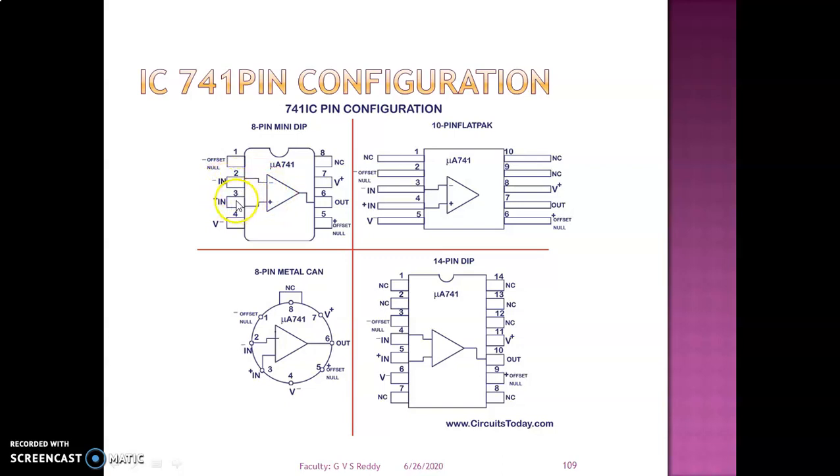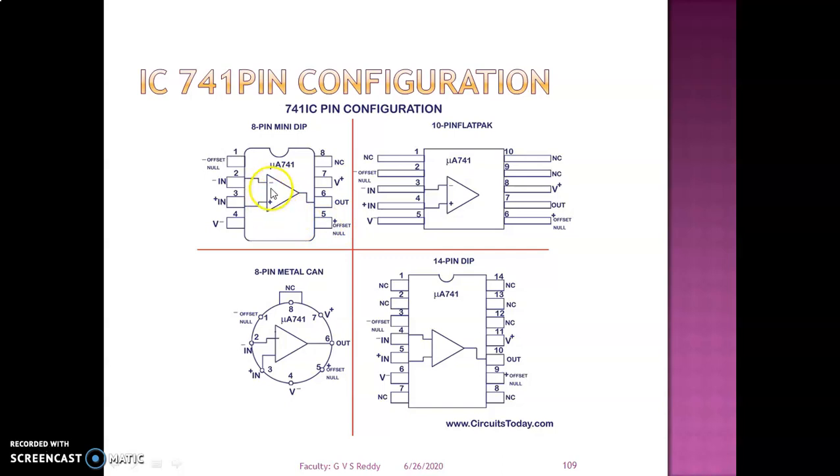And pin number 3 represents the non-inverting input terminal of this operational amplifier. Pin number 4 represents negative power supply. Pin number 8, no connection. And pin number 7, positive power supply. Pin number 6 represents the output of the operational amplifier. And pin number 5, offset null, that's the positive terminal.